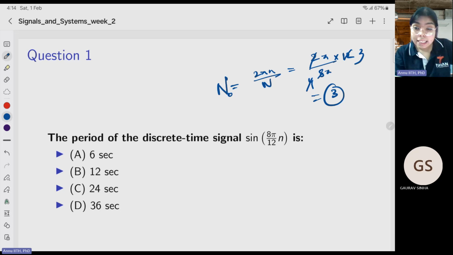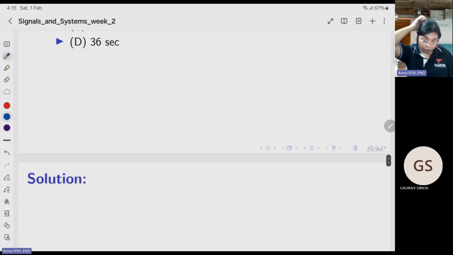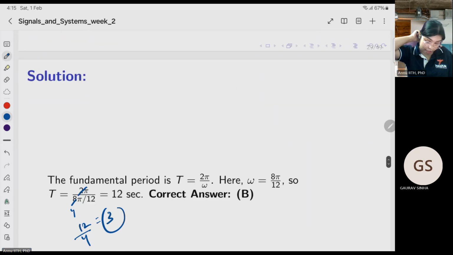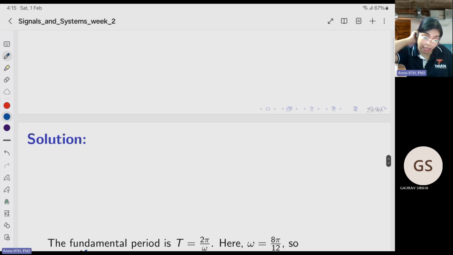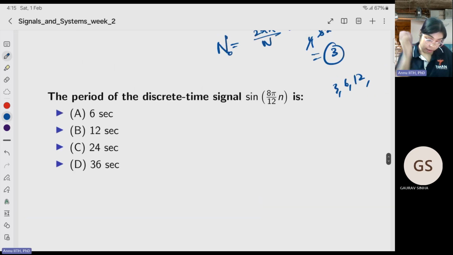Now, the period of any discrete time signal can be an integer multiple of 3. So any integer multiple. It can be 3, it can be 6, 3 into 3, it can be 12. So any integer multiple should be the period. And then all the options are correct. Yes, in this, all the options are correct.